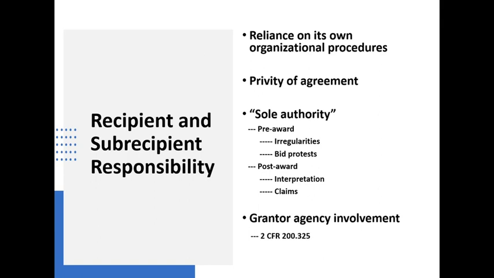Now, it's at this point that the federal government reintroduces itself. In Section 200.325, it makes clear that a federal awarding agency can, on request, review purchasing documents and other aspects of a particular purchase to determine whether the organization has properly carried that out.